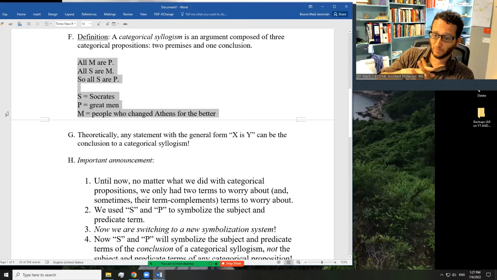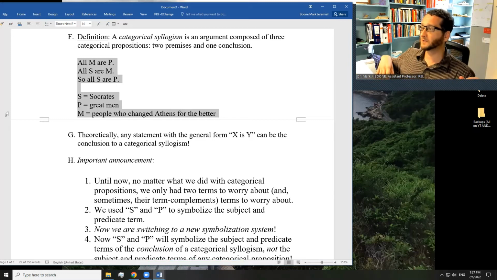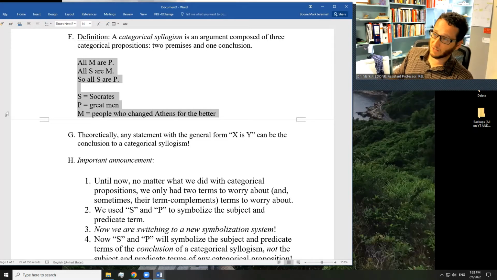Whatever we did before, and however we used S and P when talking about categorical propositions, like when we had the traditional square of opposition, and we talked about how there are four generic forms of a categorical proposition: A, E, I, and O. A is all S are P, E is no S are P, I is some S are P, and O is some S are not P. And that refers to any categorical proposition you like, including all people who are Socrates are people who changed Athens for the better. That's an A-form proposition.